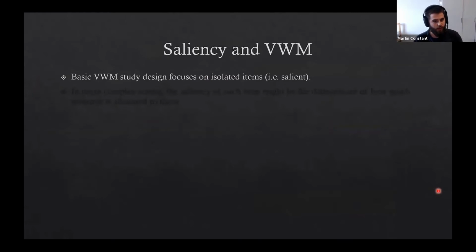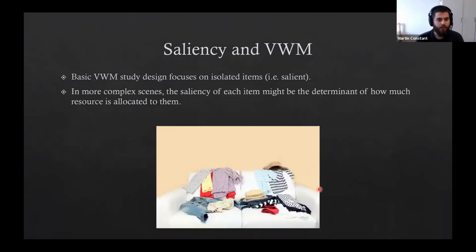So how do these two interact? Basic working memory studies focus on a few isolated items, which makes them all salient because they have no background, no surroundings except the background. So if it's a colored square on a dark background, it is by essence popping out. But in more complex scenes, we don't really know what is a salient item. And how do we encode all of this messy scene?